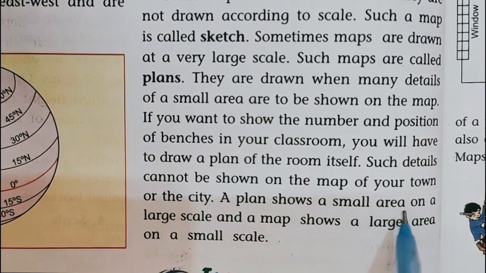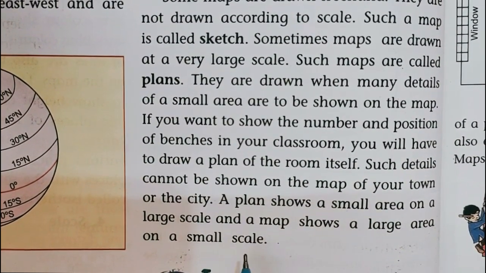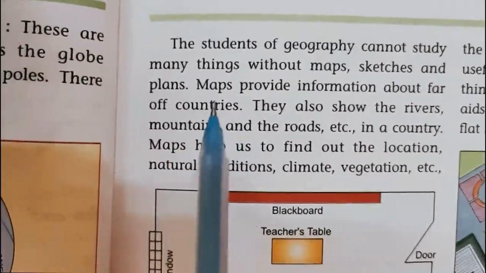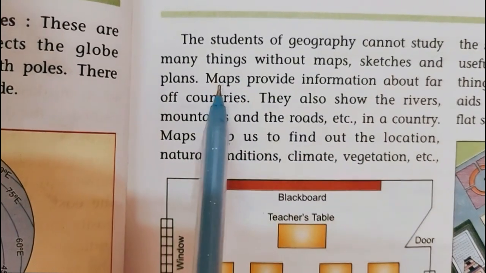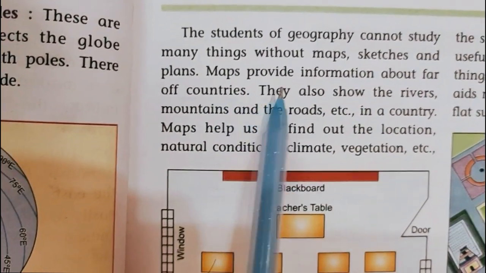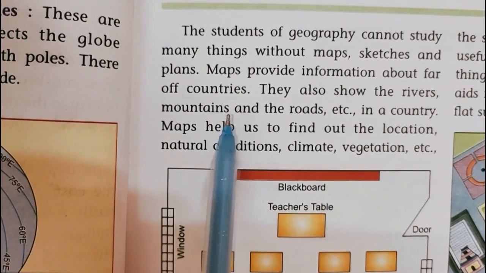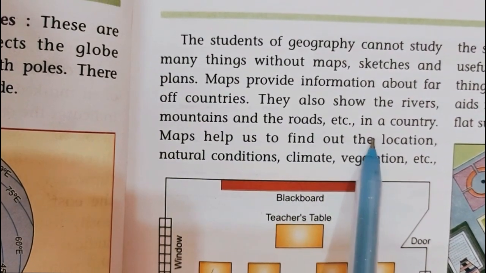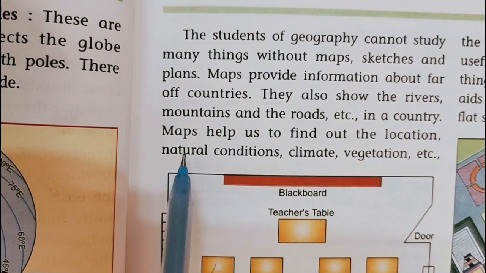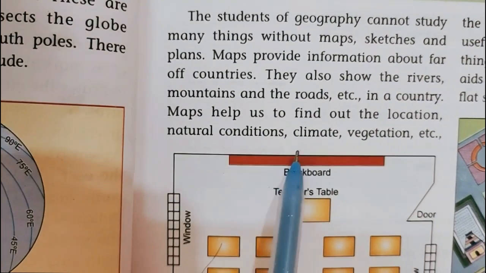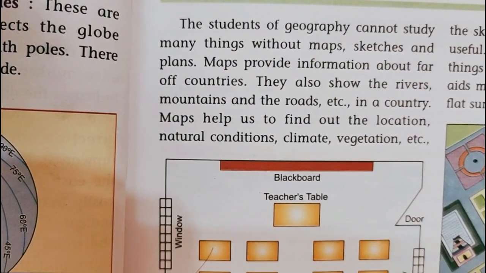A plan shows a small area on a large scale and a map shows a large area on a small scale. The students of geography cannot study many things without maps, sketches, and plans. Maps provide information about far off countries. They also show the rivers, mountains, and the roads, etc. In a country, maps help us to find out the location, natural conditions, climate, vegetation, etc.